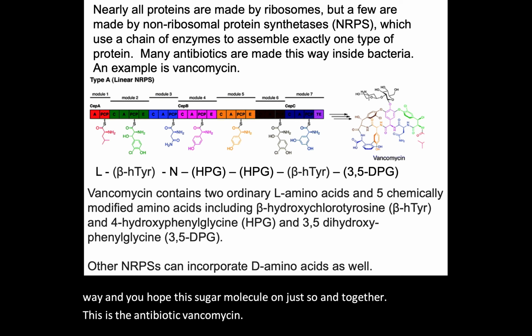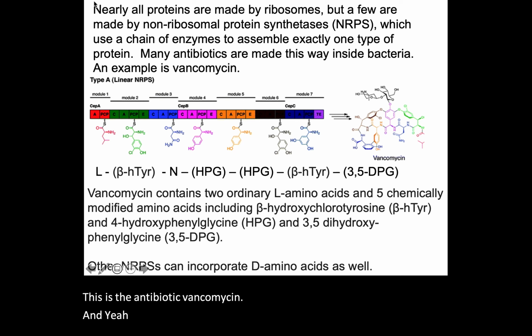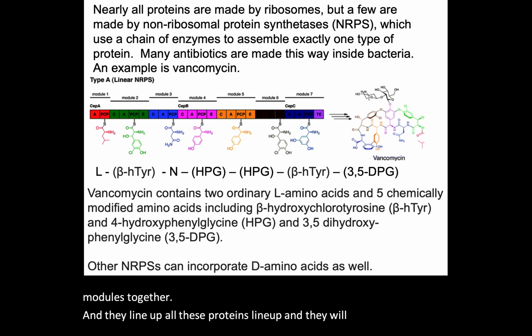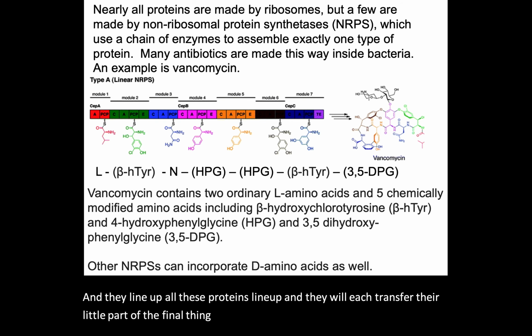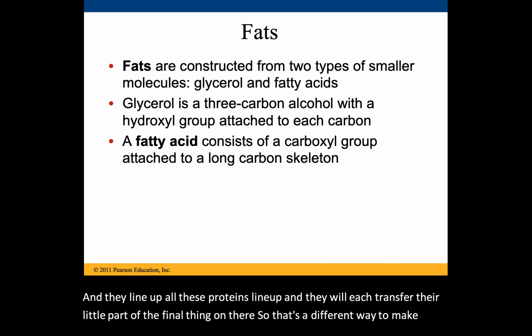And in order to make this, bacteria have to encode all of these modules together. And they line up, all these proteins line up, and they will each transfer their little part of the final thing on there. So that's a different way to make protein, but it's not the normal way.